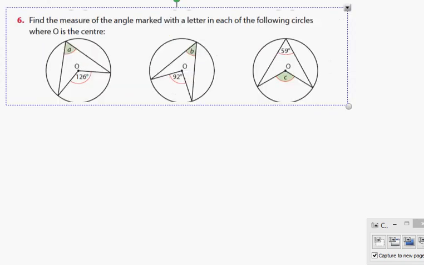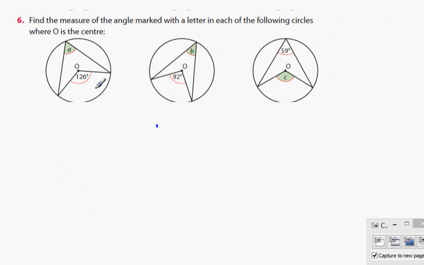Next one. Star Trek sign. A is what? Half of the big angle, which makes it. B is half of 92, which makes it. C is half of twice 59. 118. Not too bad. Okay? Next one.